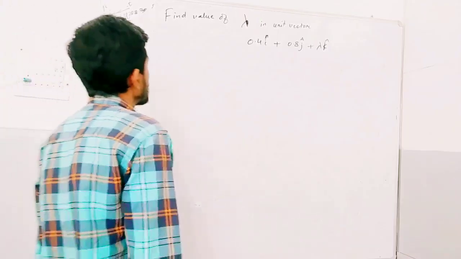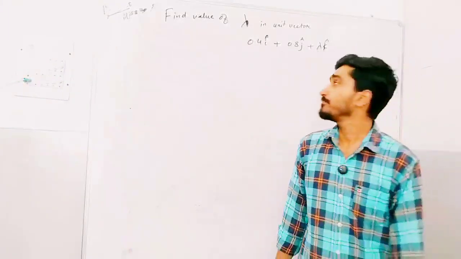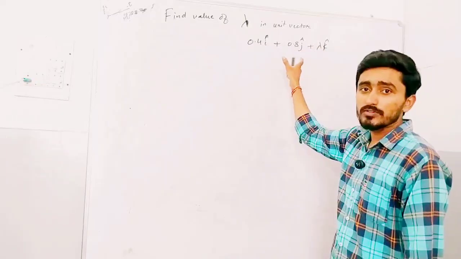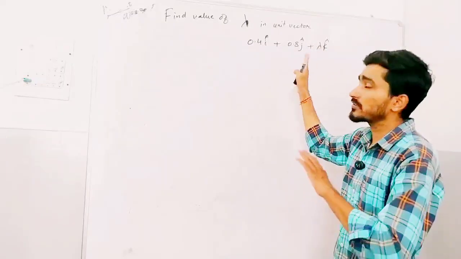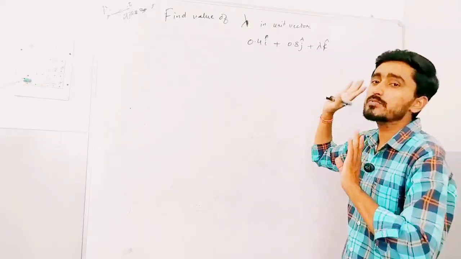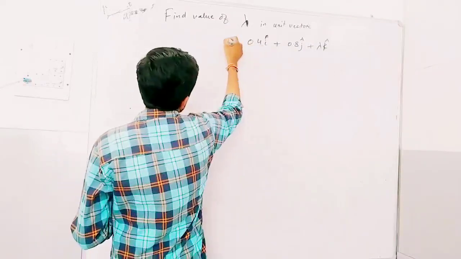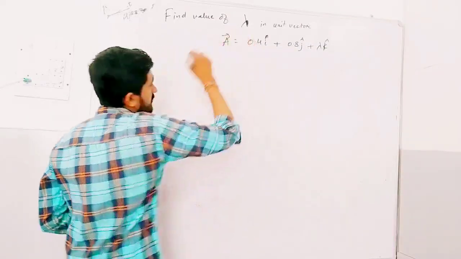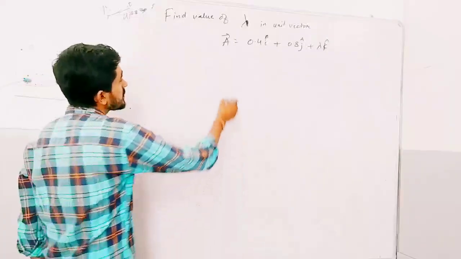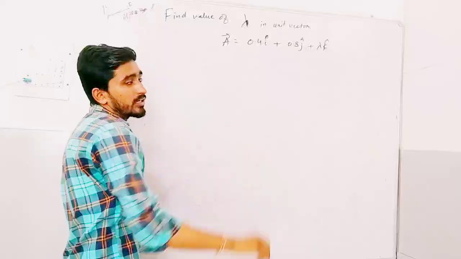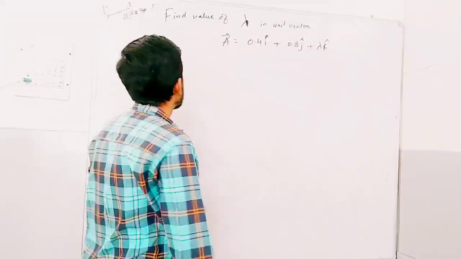So in this question we have to find the value of lambda in the unit vector. This is given as a unit vector. That means its magnitude must be 1. Then we can consider it as a vector, or we can consider it as a unit vector, A cap.